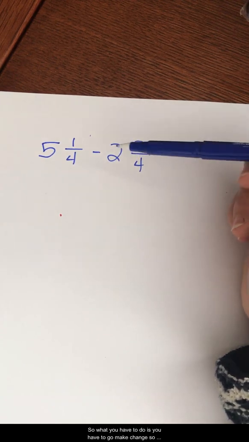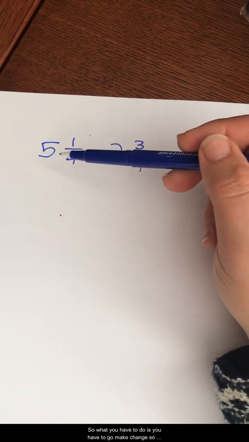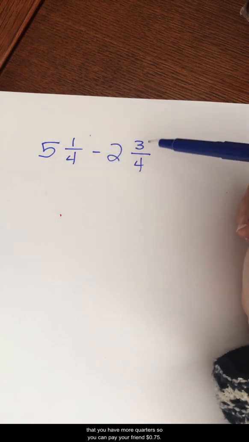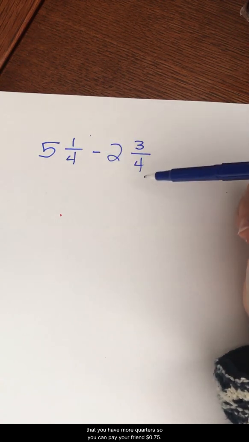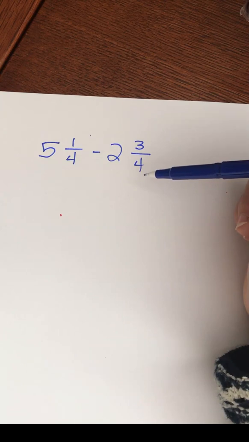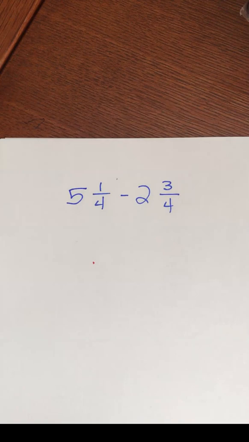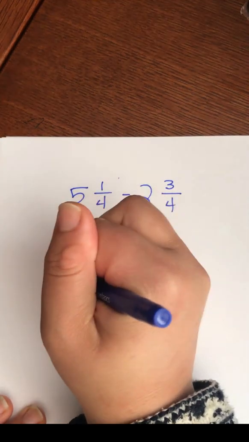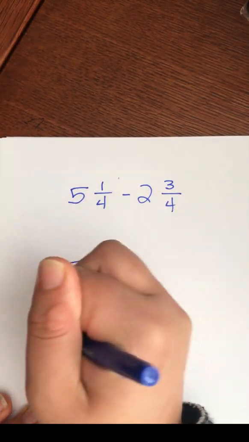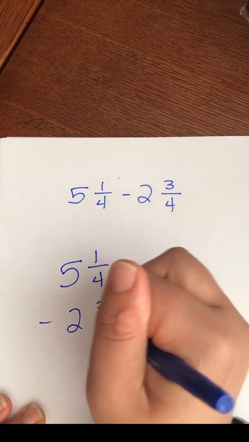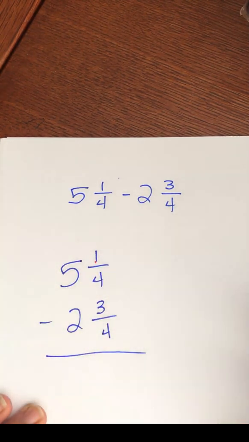So what you have to do is go make change so that you have more quarters, so you can pay your friend 75 cents. Okay, so let's stack them up. All right.